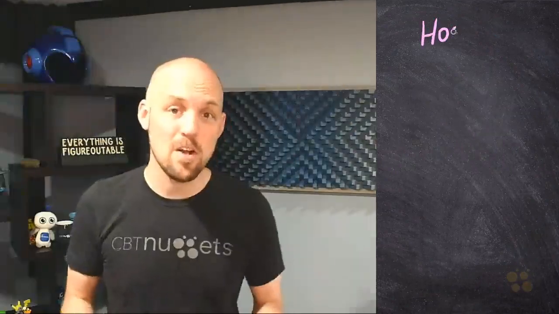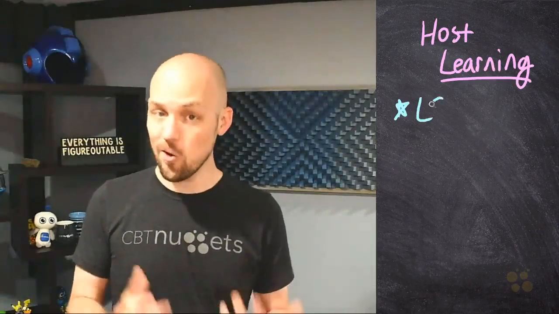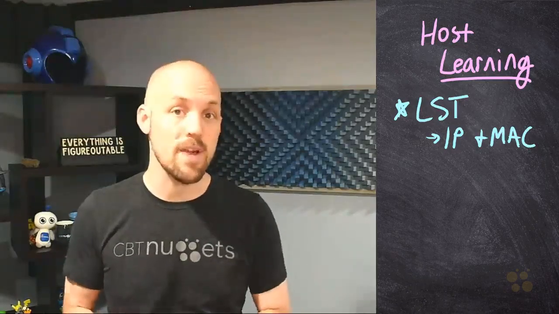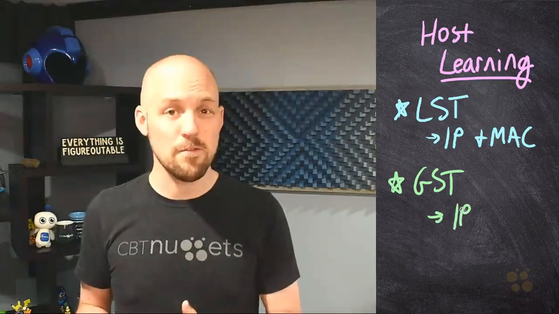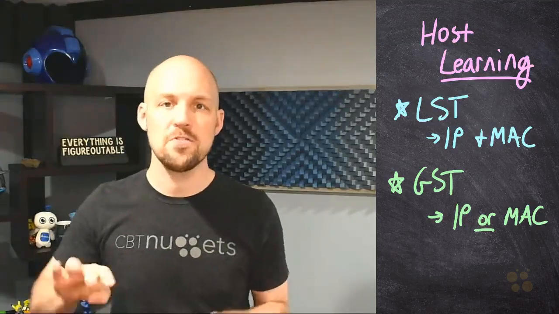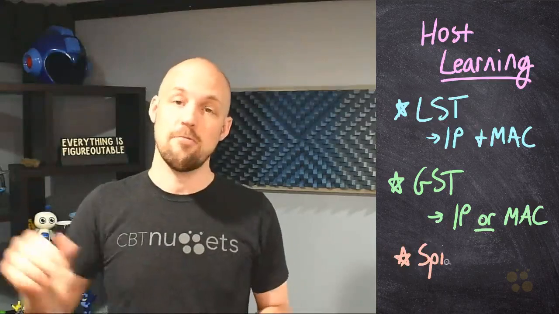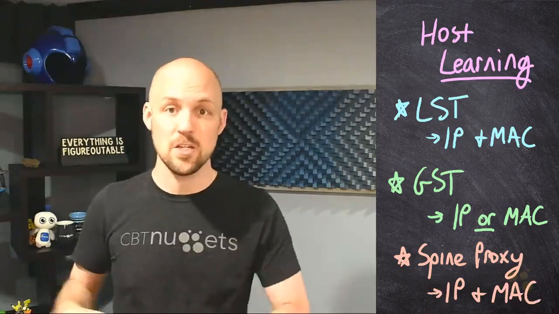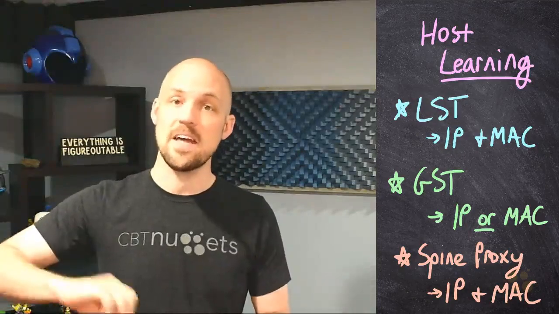With ACI, we no longer learn where hosts are in the network in the same way that we used to. Instead, we have the local station table, which stores all the IP and MAC information for hosts that are directly attached to our leaf. Then we have the global station table, which has the same information, but really will only store either the IP address or the MAC address for hosts that are attached to other leaves in the fabric. Finally, we have the spine proxy. If we don't know where a host is, when there's nothing in our global station table for the destination, we will send it to the spine proxy and allow the spine to send that traffic where it needs to go.